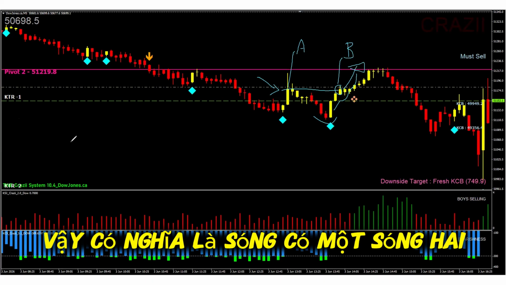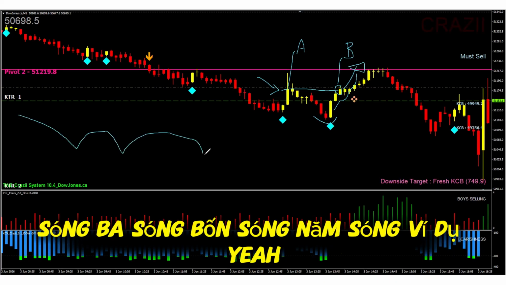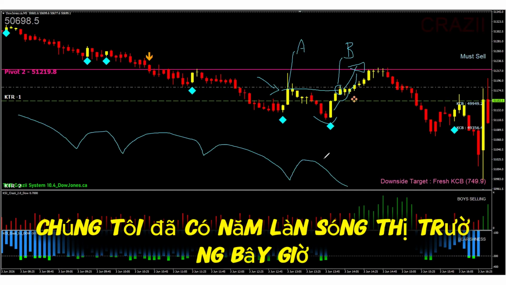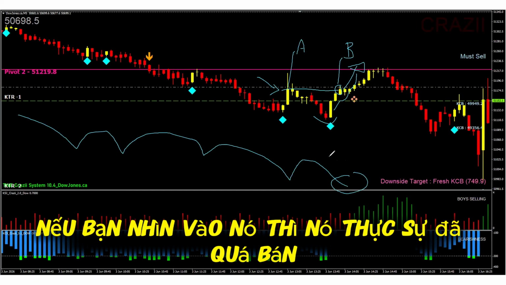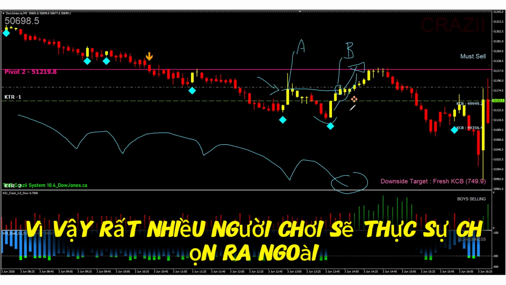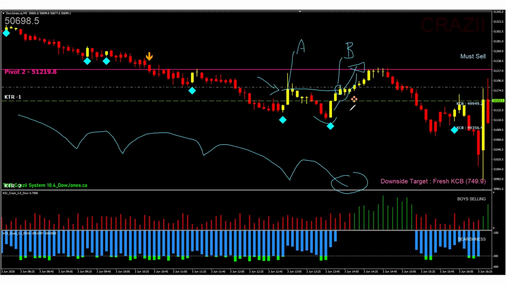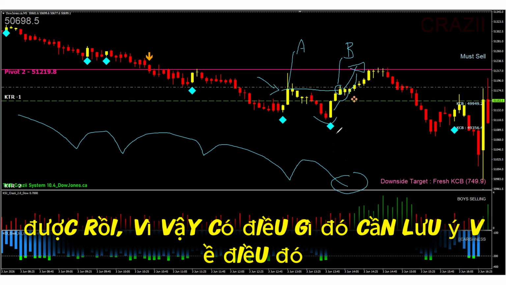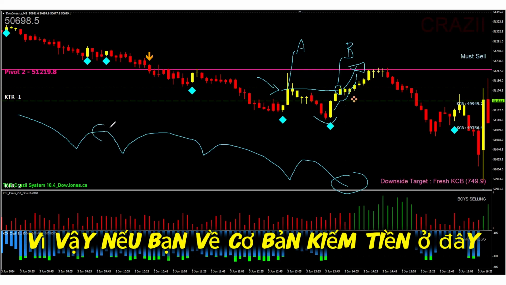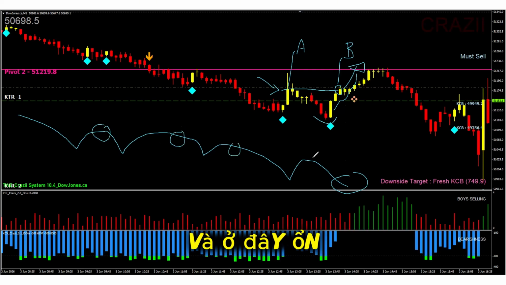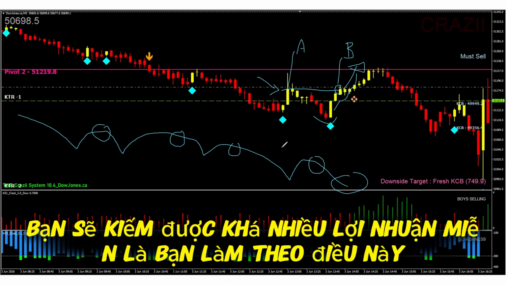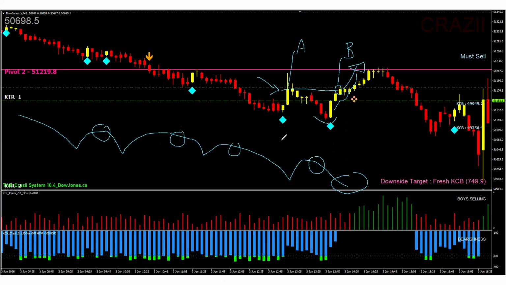So that means a wave one, wave two, wave three, wave four, wave five, for example. Where five waves are already done, the market now, if you look at it, is actually oversold. So a lot of players will actually choose to get out. There's something to take note of there. If you make your money over here and here, you will make quite a fair bit as long as you follow this.